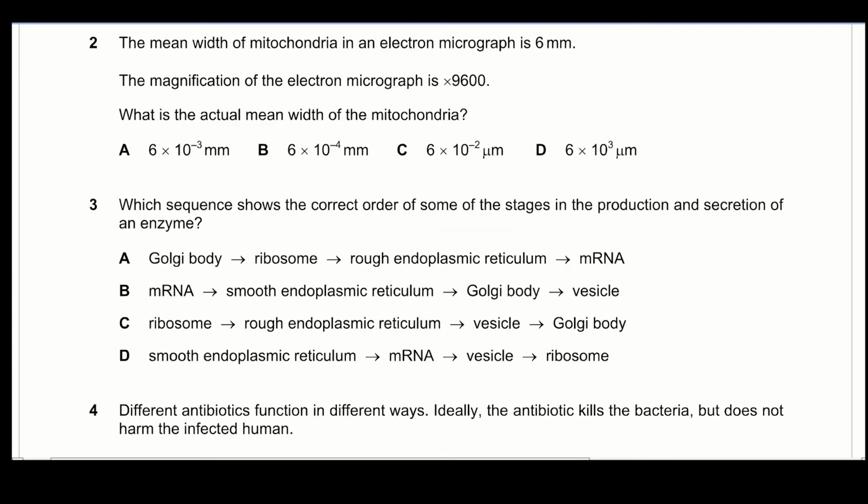Mean width of a mitochondria in an electron micrograph is 6 millimeters. The magnification of the electron micrograph is 9600. What is the actual mean width of the mitochondria? First of all, let's draw the equation for magnification. It is I over M. And here we want the actual width. Therefore, we have to divide the image size by magnification, giving us B.